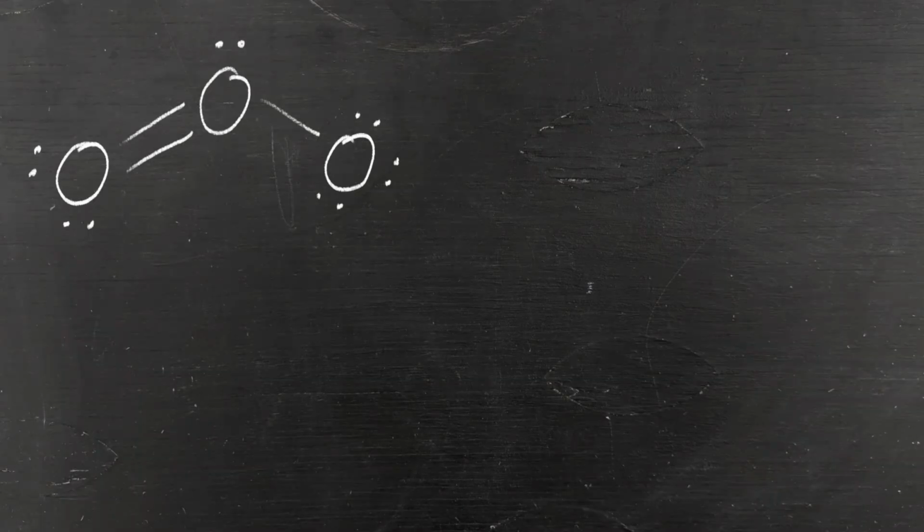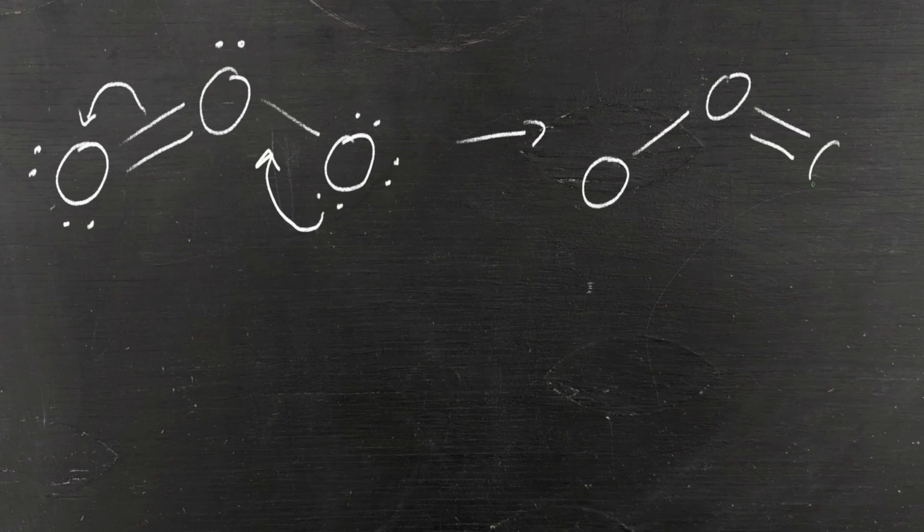However, what I didn't mention was that the lone pair on that terminal oxygen could move in to make a double bond, and at the same time, the two electrons in the double bond could move out to form a lone pair, generating an equally valid structure.